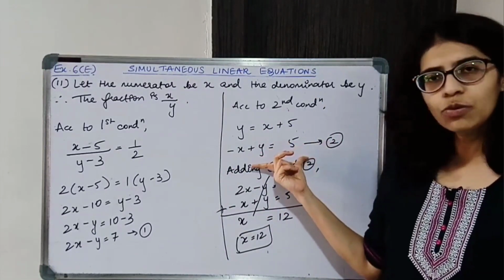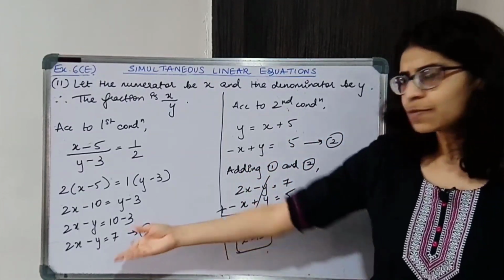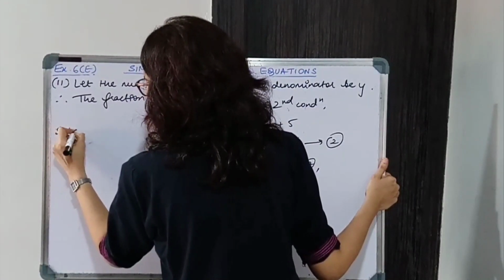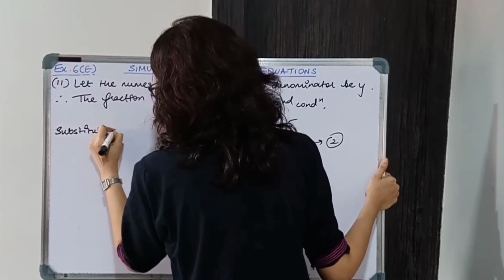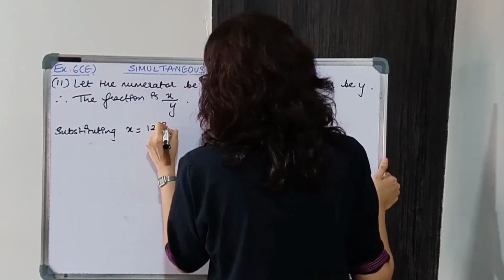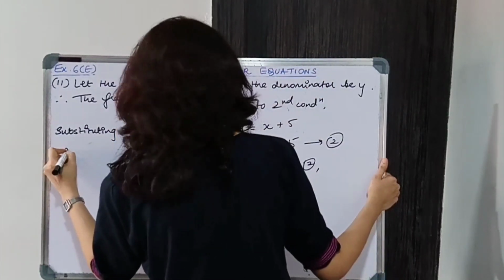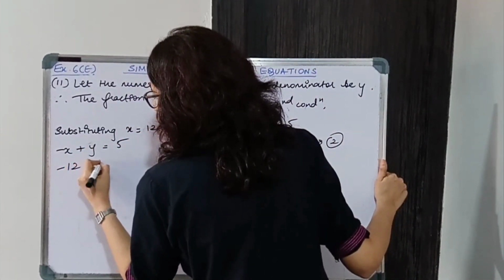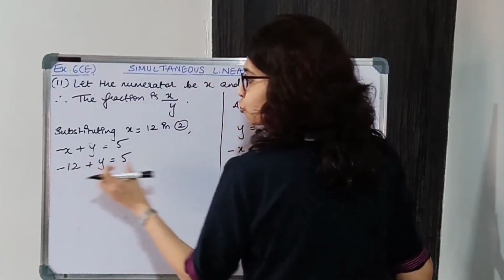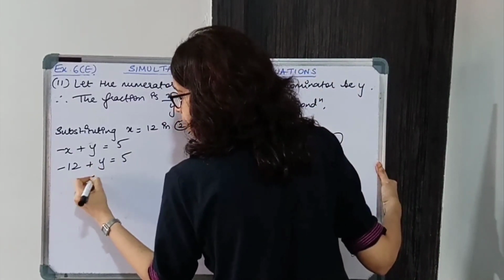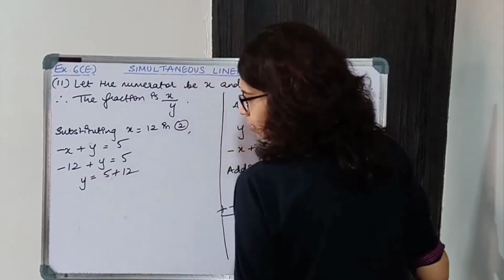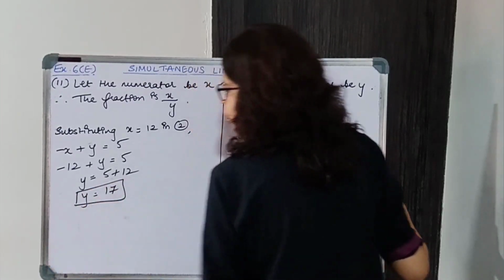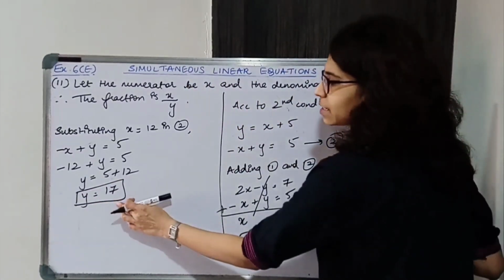So I'll substitute this in 2 only. 2 seems an easier equation, so you can substitute in 1 also, and now we'll find the value of y. So substituting x equal to 12 in 2, so we have minus x plus y is equal to 5, that is minus 12 plus y is equal to 5. Shifting 12 over here, that is minus 12 over here, it will become plus 12. So y is equal to 17. So x is 12, y is 17.